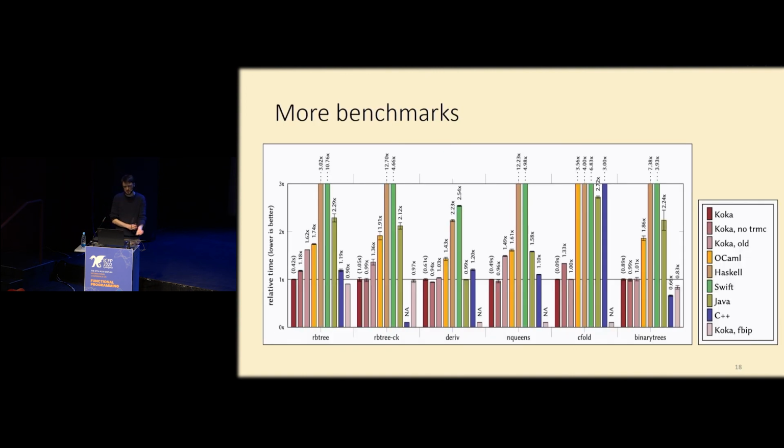We have more benchmarks, in particular the deriv benchmark, the n-queens benchmark, a constant folding benchmark, and the binary trees benchmark from the benchmarks game. And we can see in these benchmarks that our reuse analysis is never worse than the old reuse analysis, and it is competitive against mature systems.